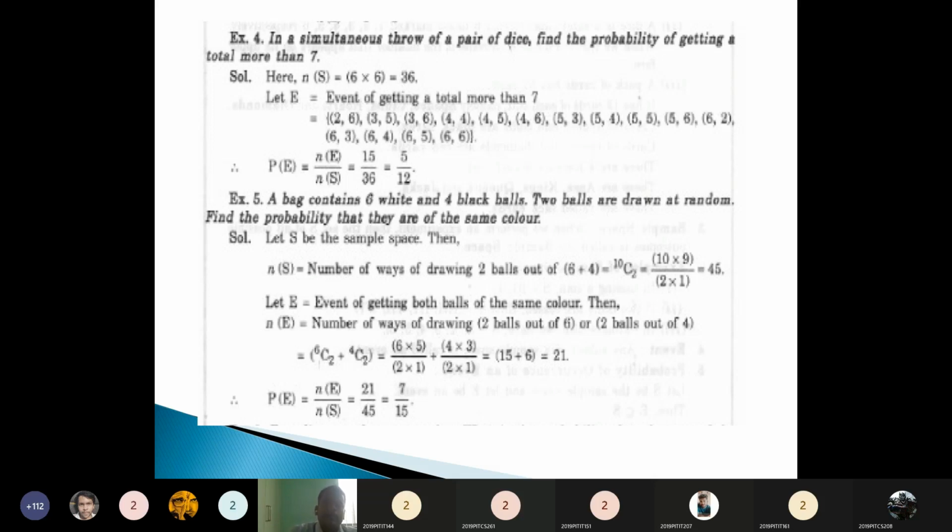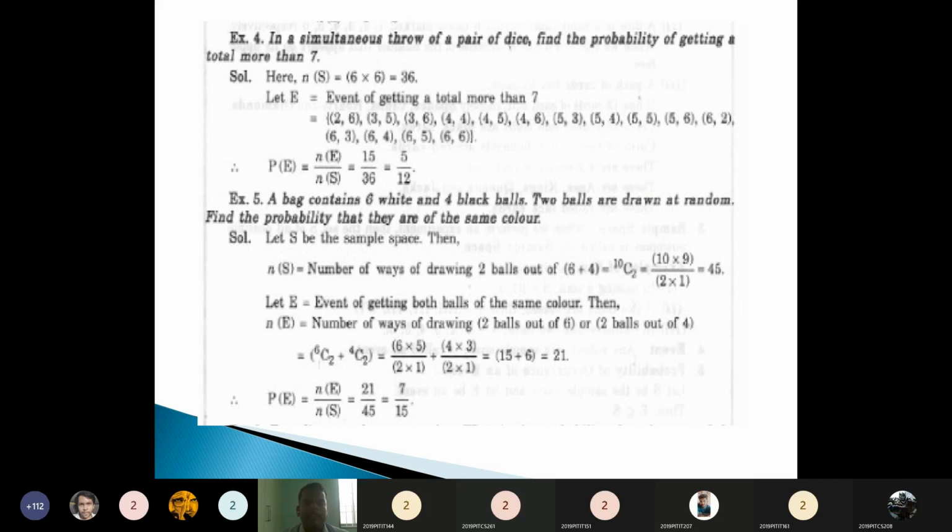Our condition is: 2 balls are drawn at random, find the probability that they are of the same color. Whatever we pick is the same color. That means 6C2 plus 4C2. Picking 2 white balls, there are 6C2 ways you can choose. Another one, 4C2 ways you can choose. In between is plus.